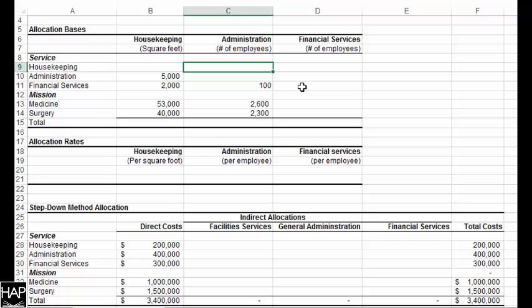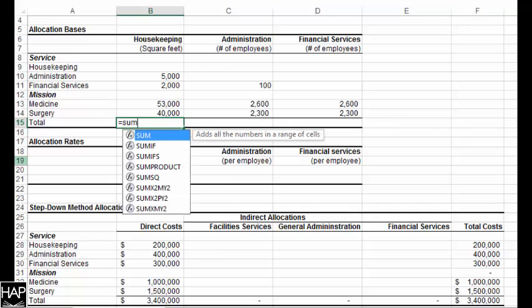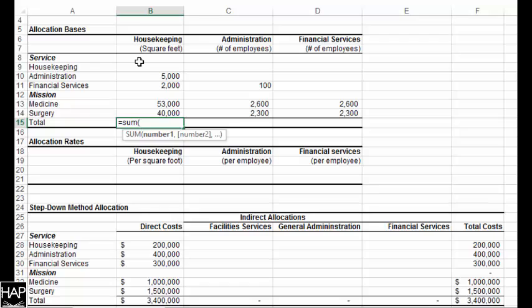In financial services, I just need to count the number of employees in medicine and in surgery because financial services is the last part of the costs to be allocated. And we don't count financial services' own employees or the employees in housekeeping and administration because we assume those costs have already been dealt with. So I'm going to take the totals at the bottom here for the parts that are left.